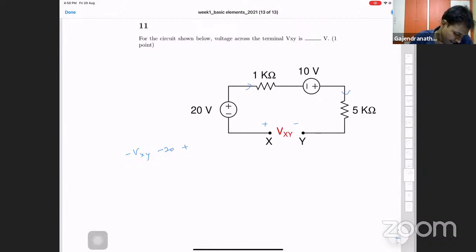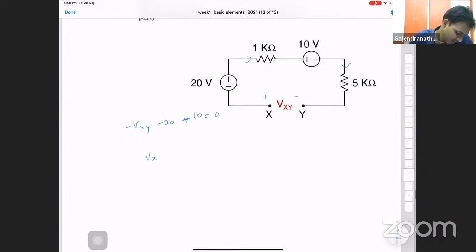So minus Vxy minus 20 minus 10 is equal to 0. Because there is no current in the loop, there is no voltage across 1K, 5K. So simply Vxy will become minus 30.